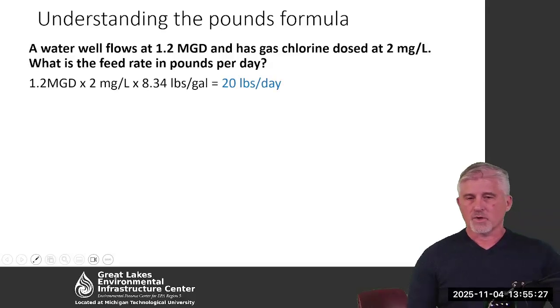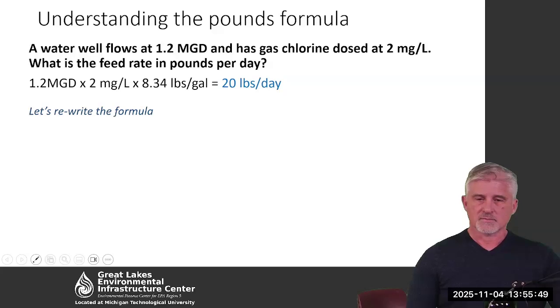A water well flows at 1.2 million gallons a day and has gas chlorine dosed at 2 parts per million. What is the feed rate in pounds per day? We take our pounds formula, 1.2 million gallons a day. We multiply by our concentration of 2 milligrams per liter times the weight of water at 8.34 pounds per gallon, and we get 20 pounds per day.